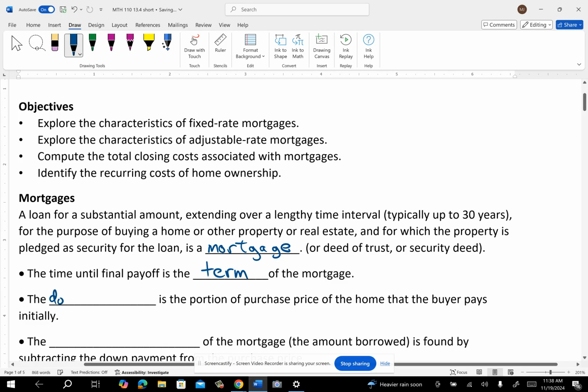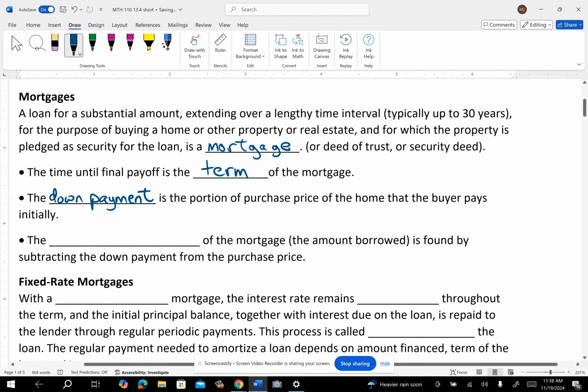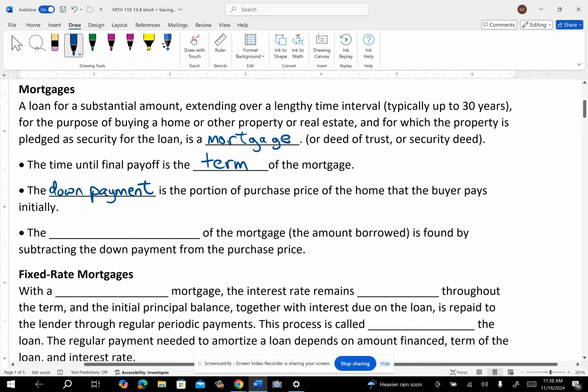The down payment is going to be the part of the purchase price of the house that you pay up front, initially. Normally some sort of down payment is typically required. And then the principal amount of the mortgage, which is the amount borrowed, is found by taking that down payment away from the purchase price. So that's a lot like what happens with our installment loans, back in the previous section.